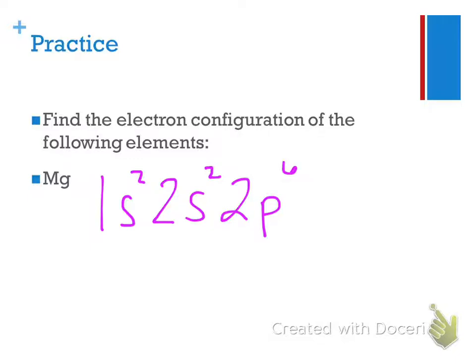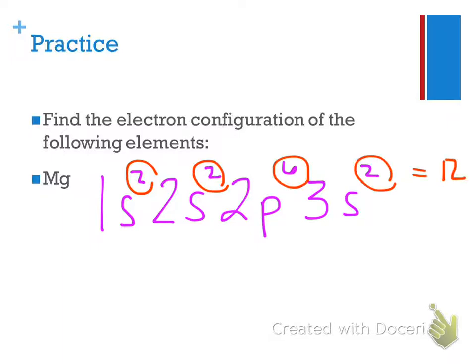Okay, because the p block can hold 6 total electrons. 3s. And magnesium, does it have 1 electron or 2 electrons in that 3s? 2. It has 2. So now we go back to check ourselves. How many electrons should magnesium have? 12, right? So 2 plus 2 plus 6 plus 2 equals 12 electrons. So you have a way to check yourself.